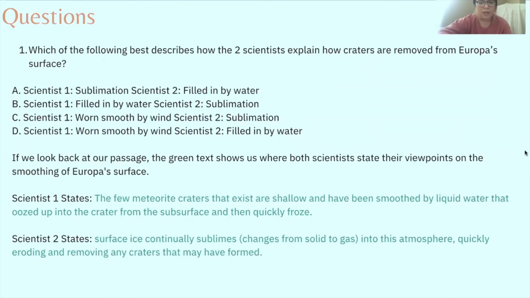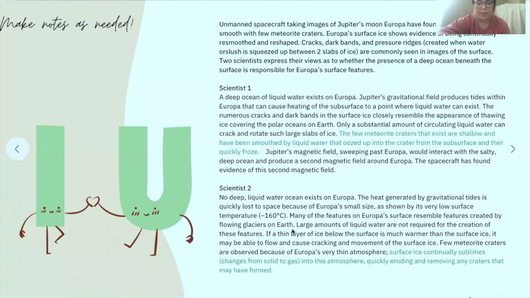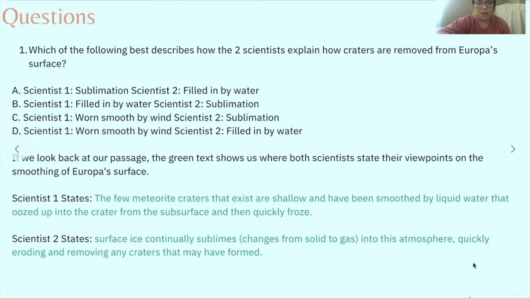If we look at our passage, this green is going to show us that information. The few meteorite craters that exist are shallow and have been smoothed by liquid water that oozed up into the crater from the subsurface and then quickly froze, from Scientist 1. So liquid water oozed up. Scientist 2, surface ice continually sublimes, or changes from a solid to a gas, into this atmosphere, quickly eroding and removing any craters. So we know here that our only option is going to be B. We can confirm it with Scientist 1, right? We see filled by water. Scientist 2 does not agree with that. That is definitely Scientist 1. So we could have eliminated A and D. Scientist 2 does say sublimation, but again, Scientist 1 said filled by water. Our only option that agrees with both is B.